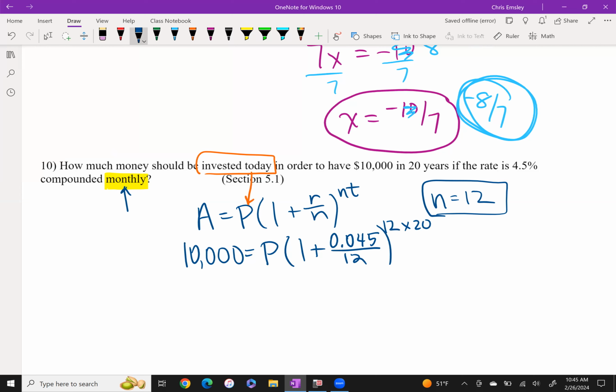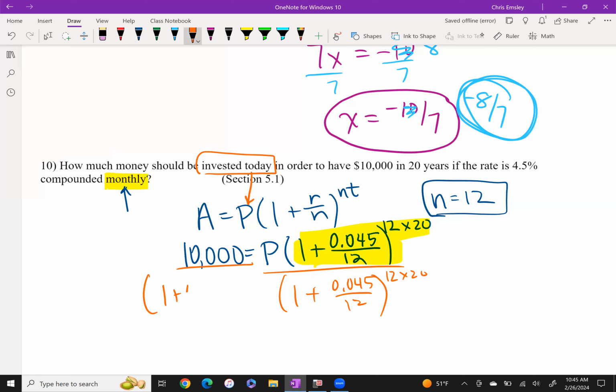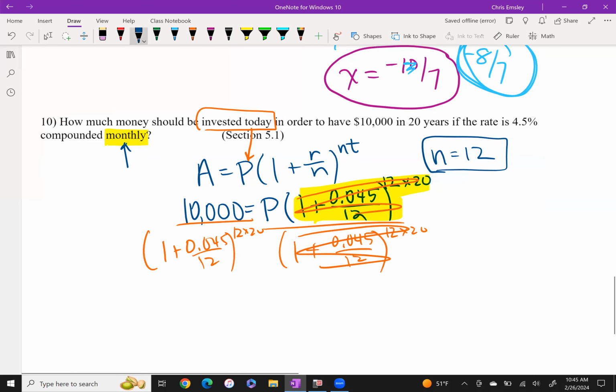Solving for P, notice that we have P times this entire expression here, which you can do on your calculator. That's just a number. So if you have P times something and you want to solve for P, that means we're going to divide both sides by that entire expression. Because on the right, those two big pieces cancel, and we're left behind with just P.